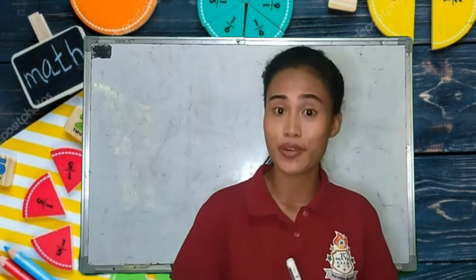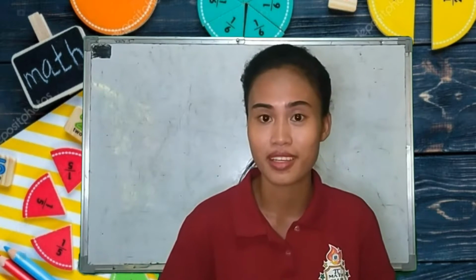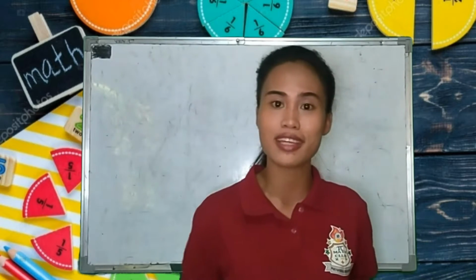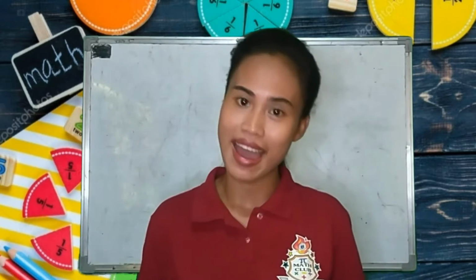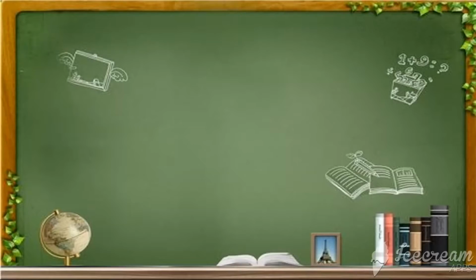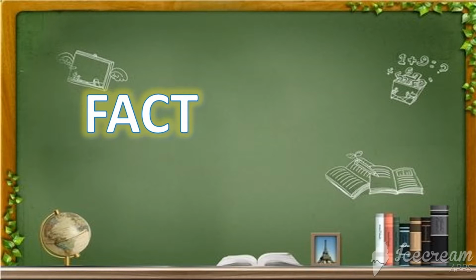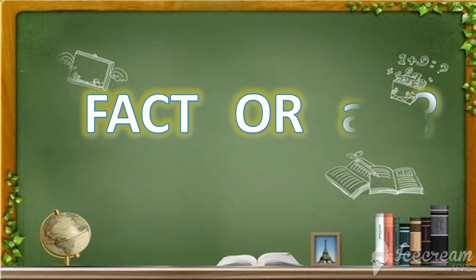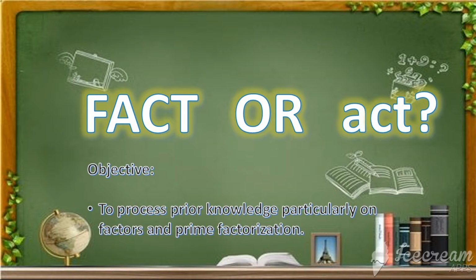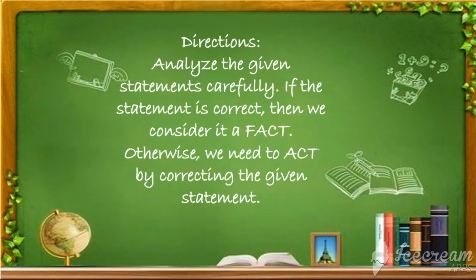Are you ready to have a game? We will call this game Fact or Act. Our objective is to process prior knowledge, particularly on factors and prime factorization. We need to analyze the statements carefully. If the statement is correct, we consider it a fact. Otherwise, we need to act by correcting the given statement.